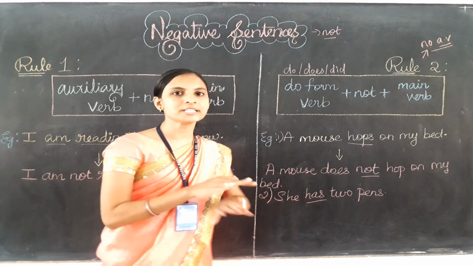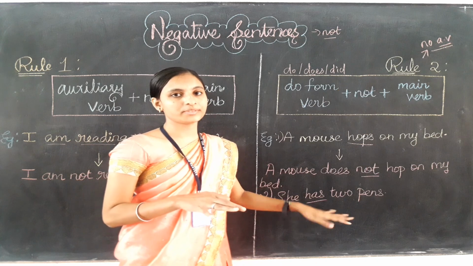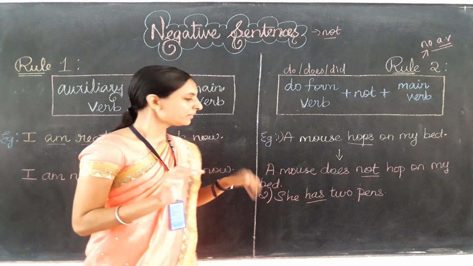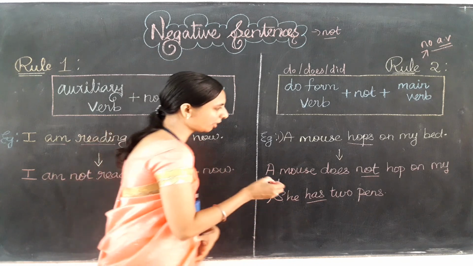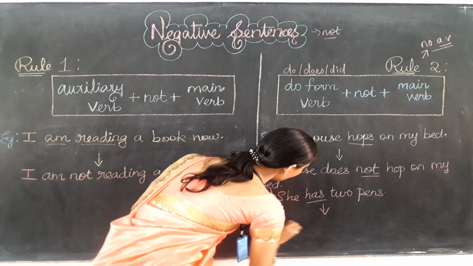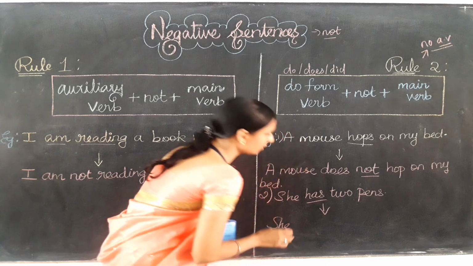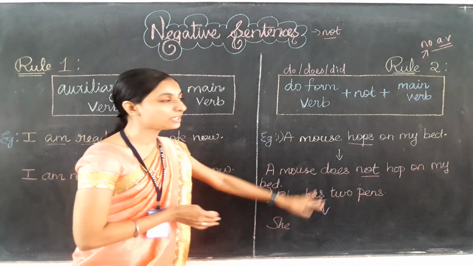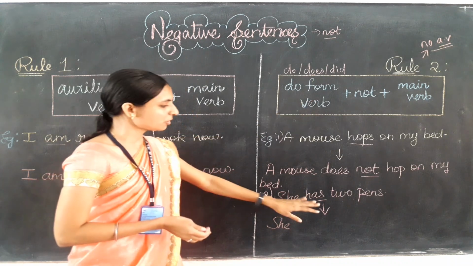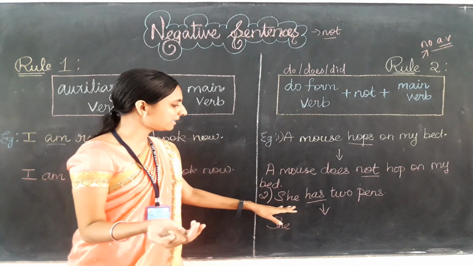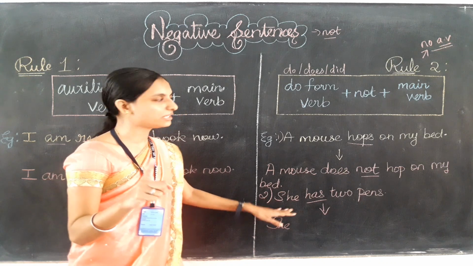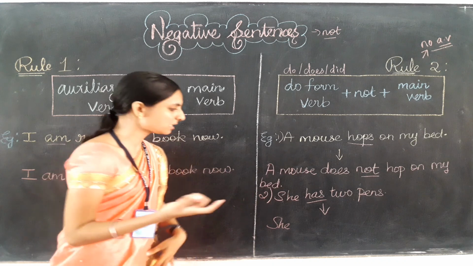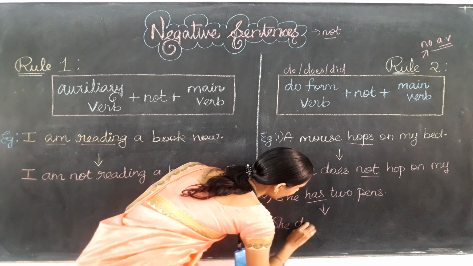So it means there is no auxiliary verb. If there is no auxiliary verb, then we need to use the do form verb only. Now see, this sentence is going to be changed. She is the subject, so it will come as it is, she. Instead of writing has, we need to use the do form verb first. Here has is present time and it talks about one person only. So for the present time singular, which verb do we need to use? Yes, does only. She does.